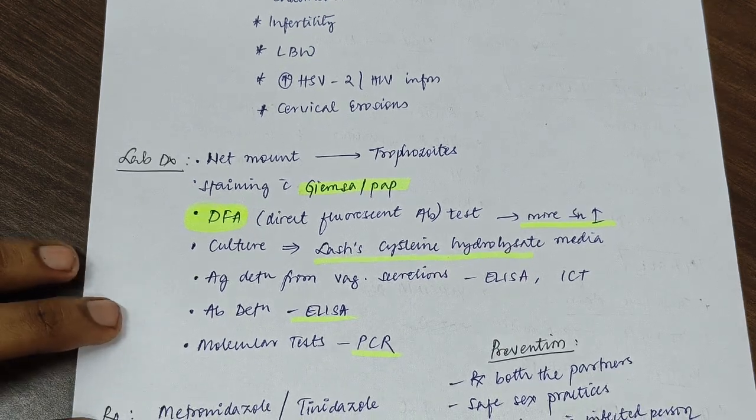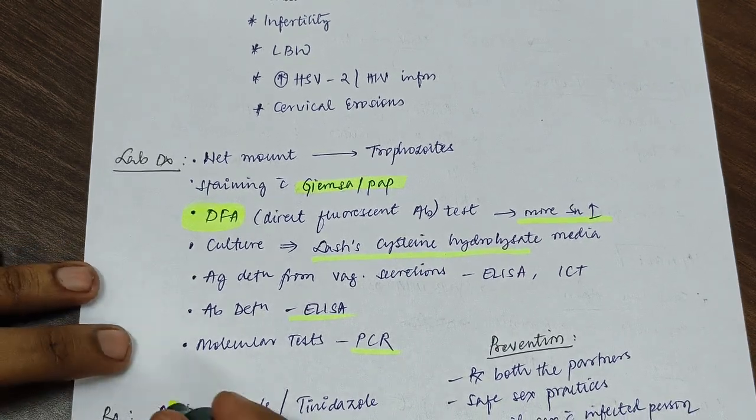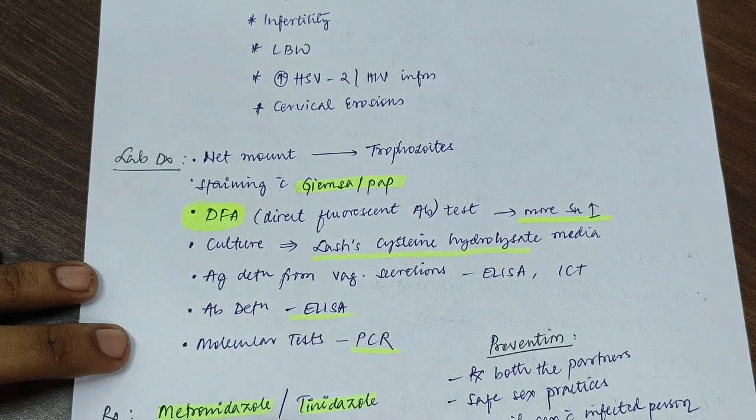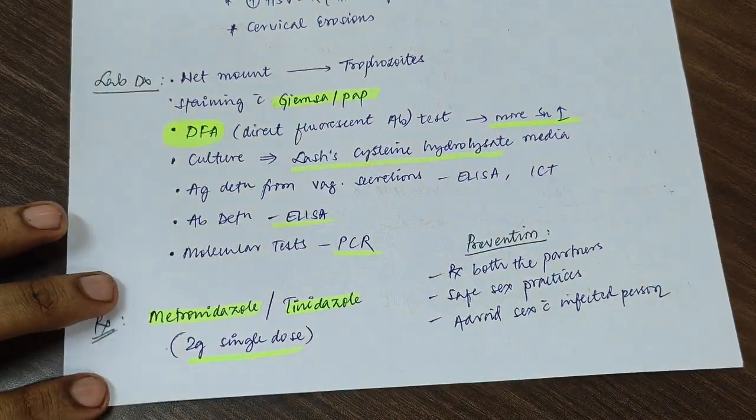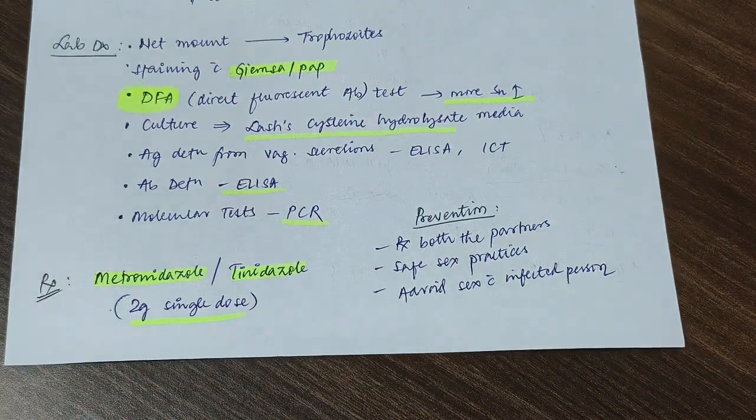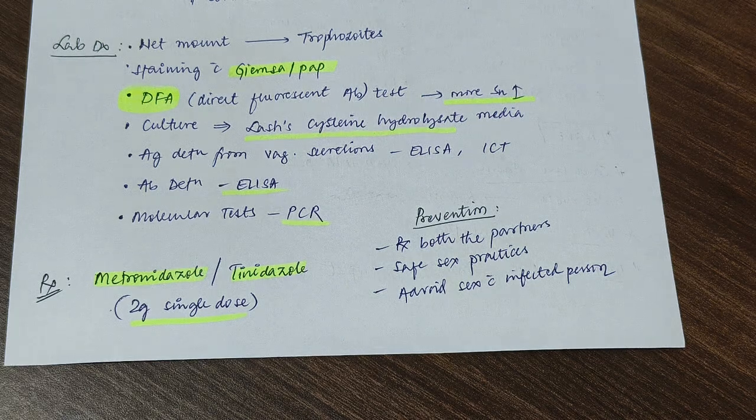Treatment: metronidazole and tinidazole. You are going to give 2 gram single dose. Prevention is again treatment for both partners. You are going to treat both partners. Then safe sex practices. Then avoid sex with the infected person. Don't come in contact with them.